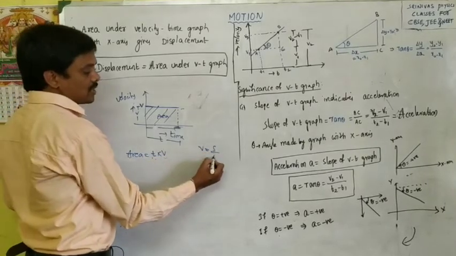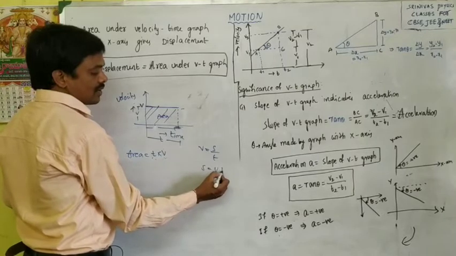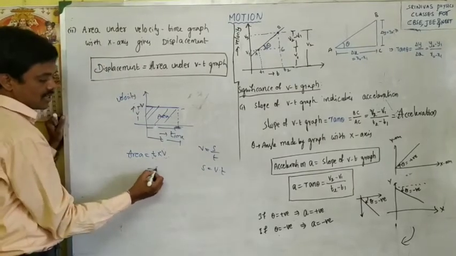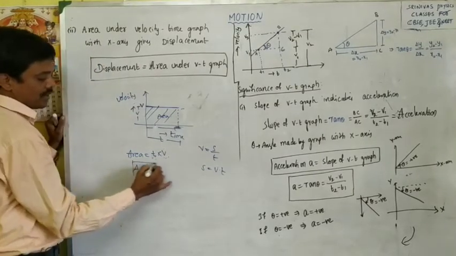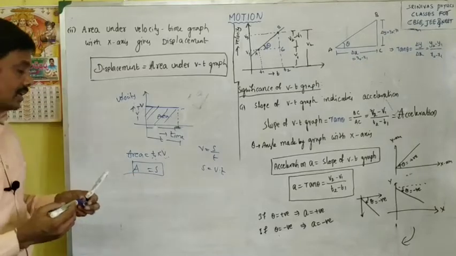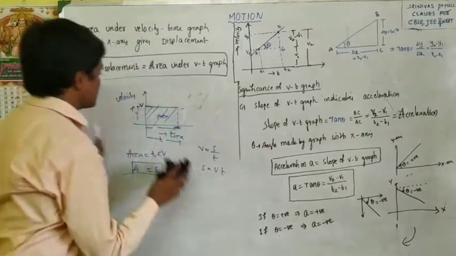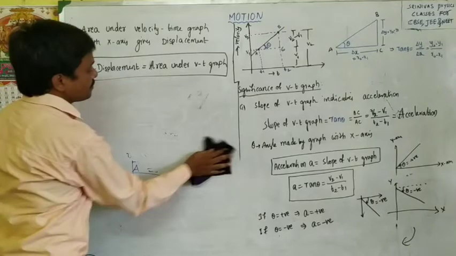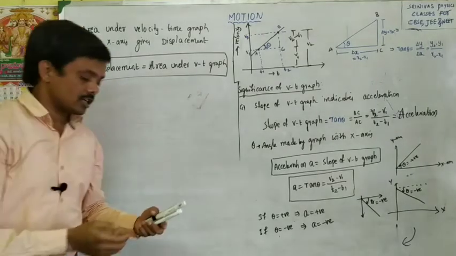Velocity formula, you know, is displacement by time. Then displacement is equal to velocity into time. Vt gives displacement, right? If you find out the area, what is it giving? It is giving the displacement. The Vt graph shows the displacement.